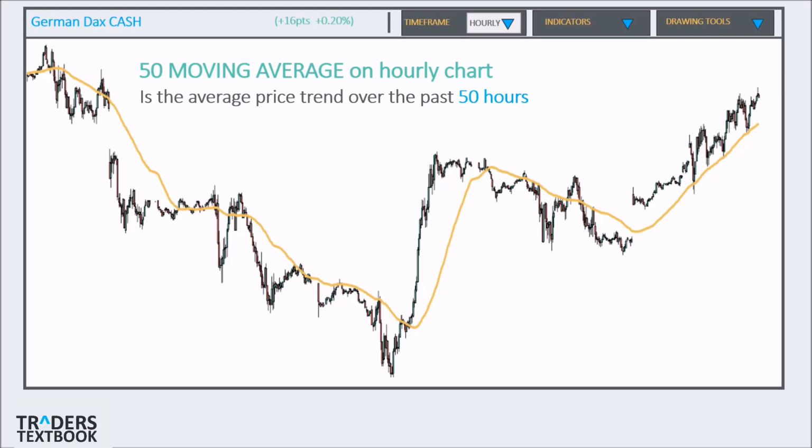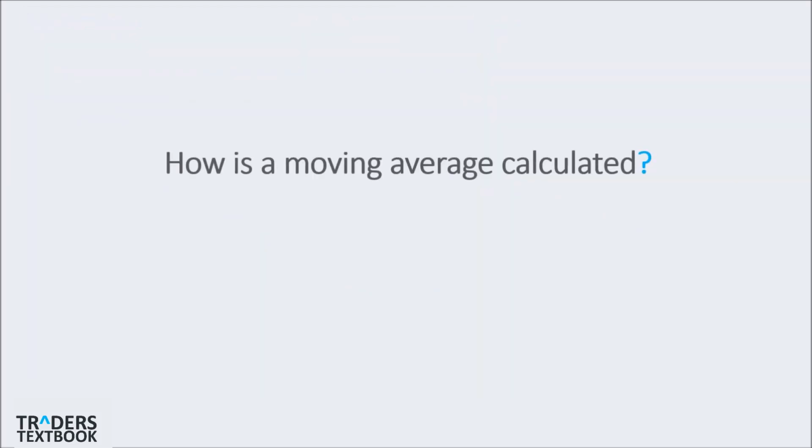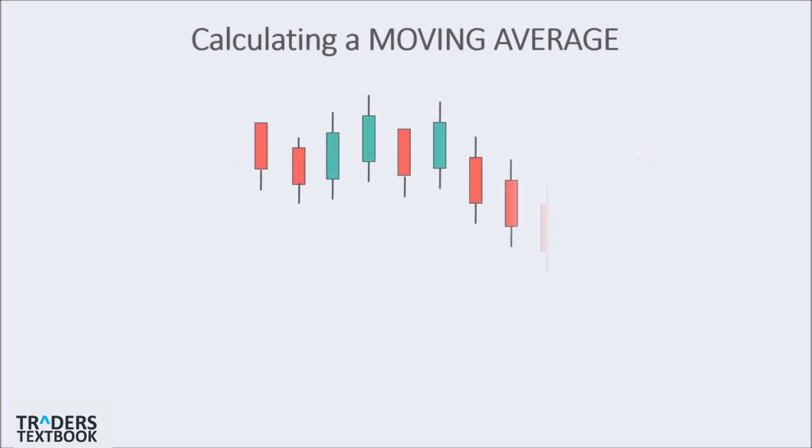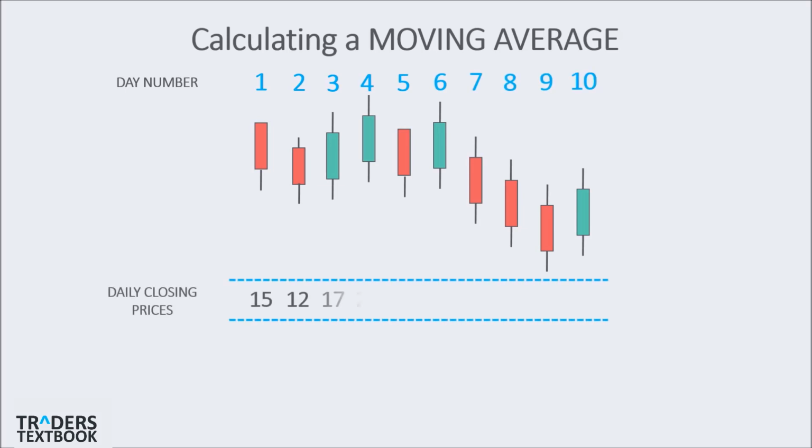Now, let's discuss how a moving average is actually calculated. So, we all know what an average is, right? You measure 10 of something, add up those measurements and then divide by 10. And that gives you an average. For example, consider that we have 10 daily candles on a chart. And with these 10 daily candles, assume that we also have their corresponding daily closing prices for each day.